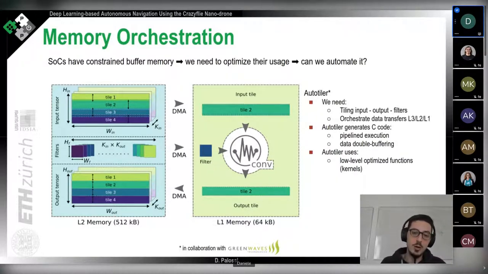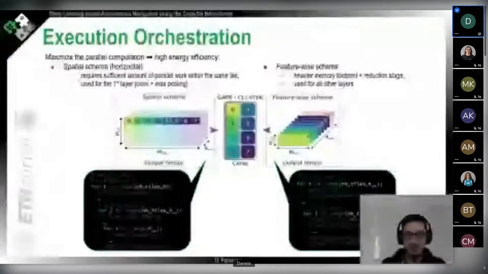So we worked in collaboration with GreenWaves, developing a very first version of this autotiler, so as to keep data moving in and out in a pipelined execution fashion, and with double buffering, meaning splitting the tensors, the intermediate feature maps and the filters, that are the weights, into sub chunks, so as to always have small units available in the L1 memory, that is the fastest and the closest to the 8 cores of the cluster.